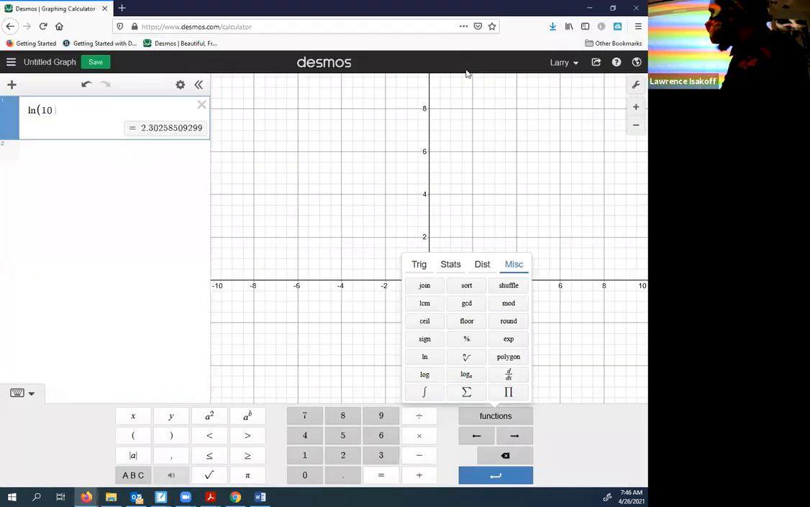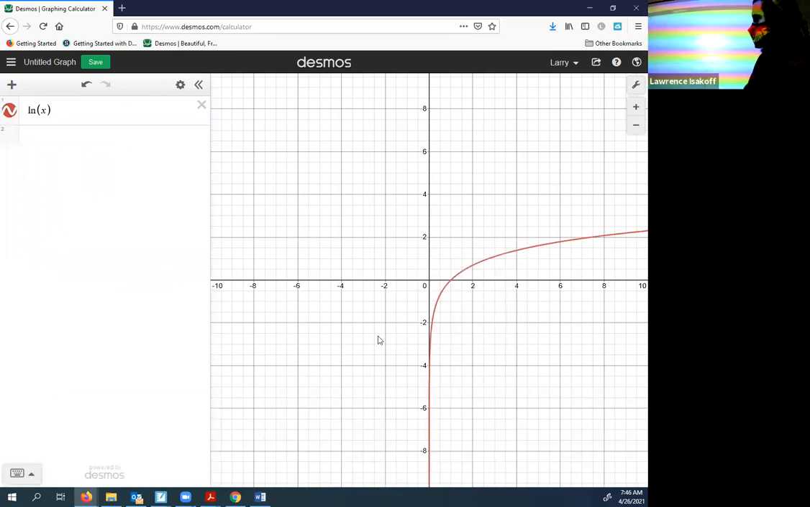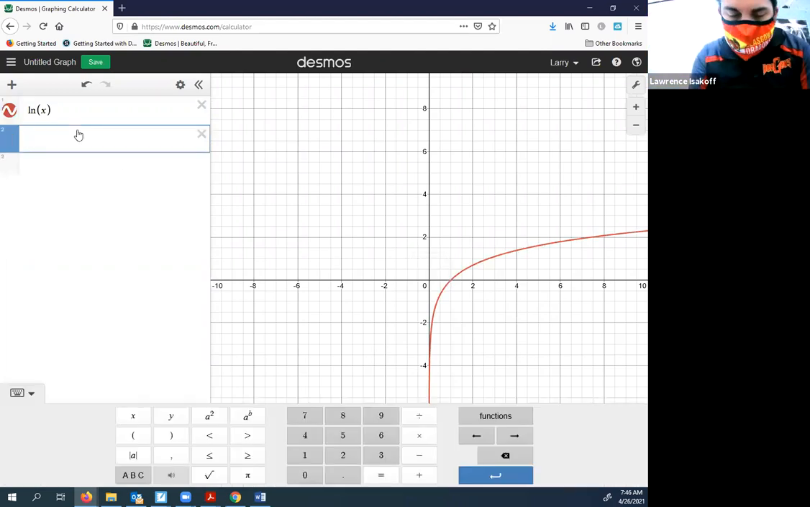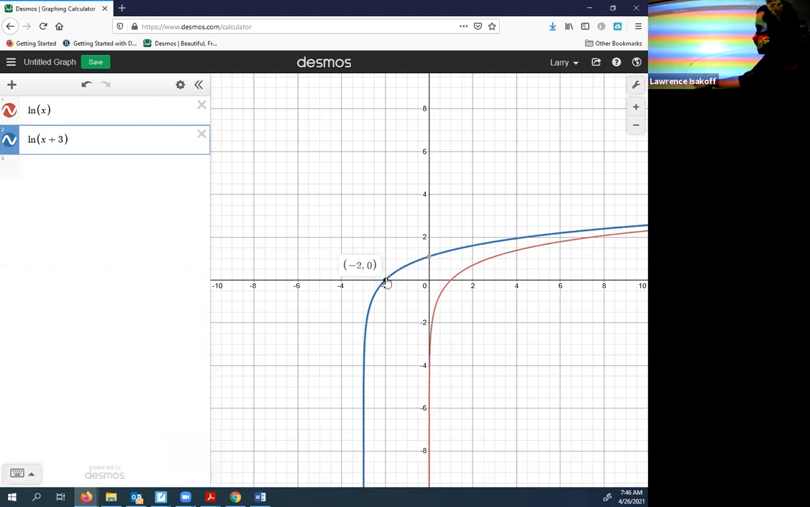So yeah, let's take a look at the graph. If I do the ln of x, it defaults to this here. Notice that y-intercept here. I had that nice vertical asymptote. But if I put in the ln of x plus 3, we notice this blue graph, again, getting shifted over, has this nice x-intercept of -2, 0.